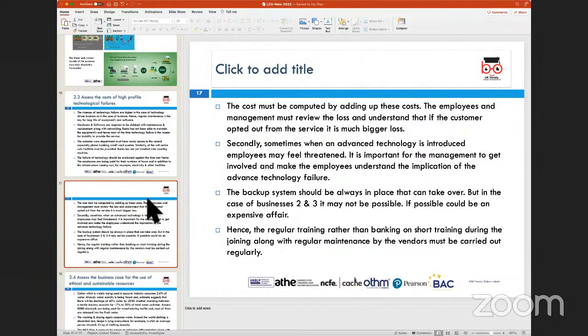Now, this is an example that you would need to look into and take into account and talk about things like what is the cost of high profile technological failures. The cost of these failures could basically be looking at points like reputational loss, loss of trust. It could be legal costs in some cases, and last but not the least, losses.